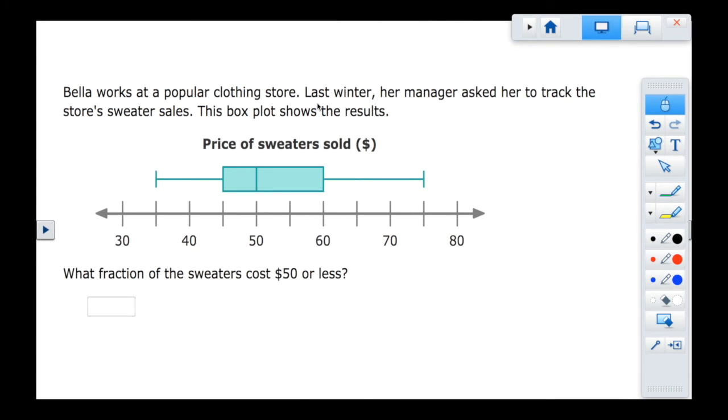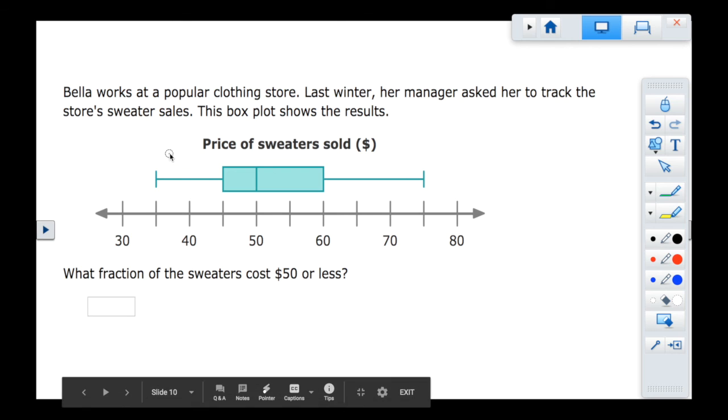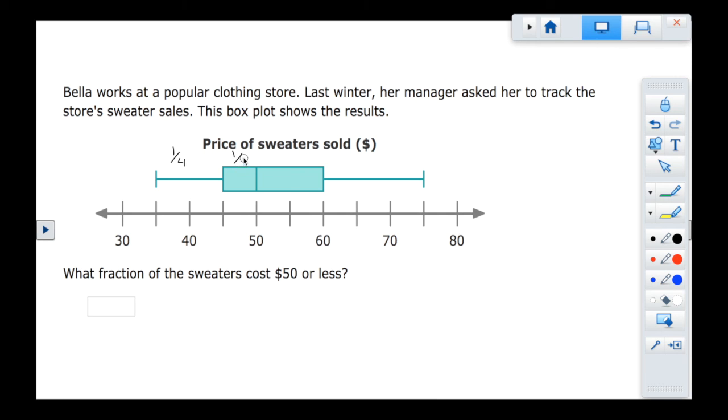Bella works at a popular clothing store. Last winter, her manager asked her to track the store's sweater sales. This box plot shows the results. Okay, what fraction of the sweaters? Now remember, 25% is a fraction 1/4, right? If we convert 25%, it's 25 over 100, and it reduces to 1/4. So we could also use the fraction 1/4 to represent how this is broken, because it's broken into quarters.